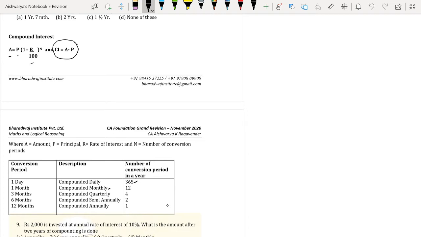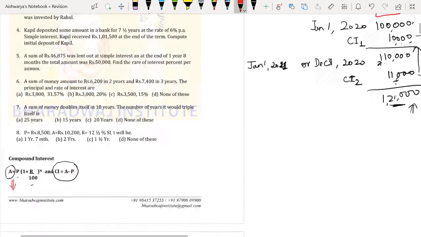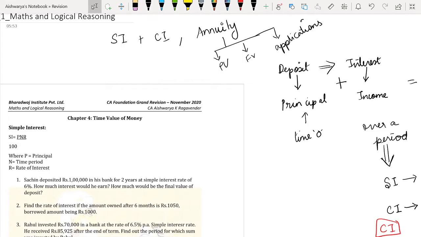In the CI formula we arrive at the amount. This is very important for you to note. We arrive at the amount. For arriving at the compound interest, we have to do amount minus the principal. Whereas in simple interest, the formula is SI is equal to PNR divided by 100. You straight away arrive at simple interest.